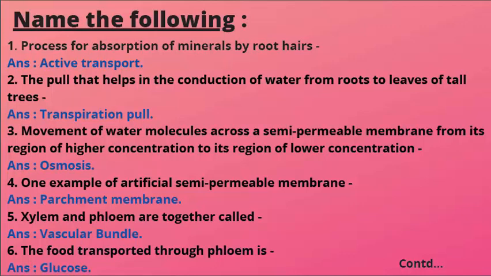Number 6. The food transported through phloem is called glucose. Glucose is the ultimate product of photosynthesis, and it is the food which is prepared by the plant in the leaves, and it has to be transported to the several parts of the plant by this phloem tissue.